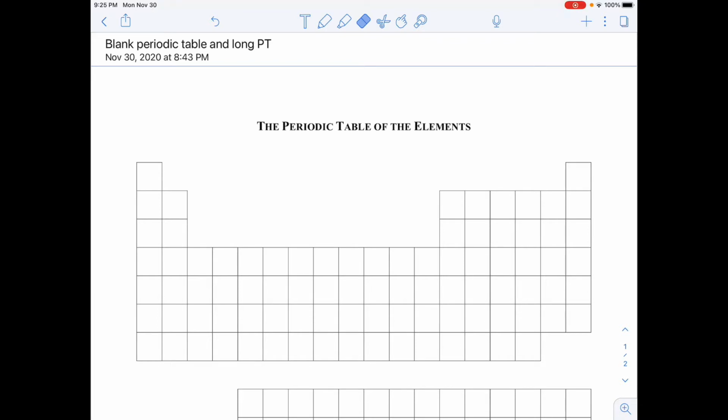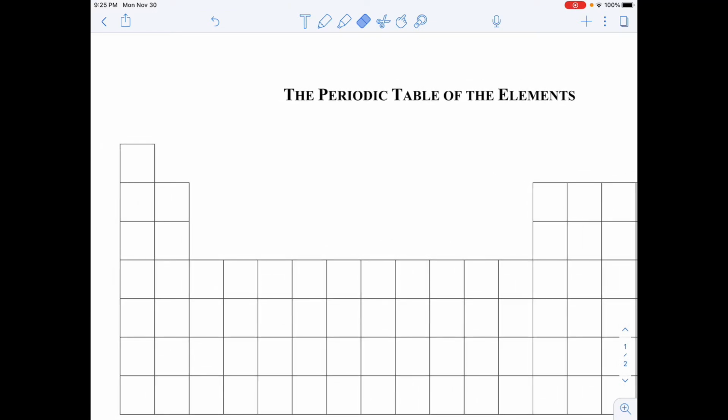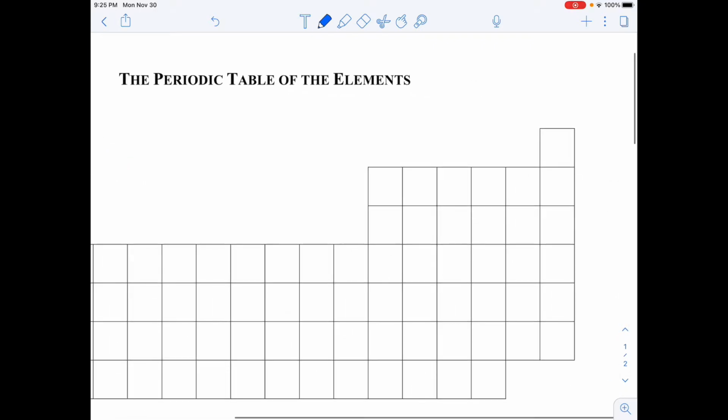So I'm going to draw in the electron configurations for each element in its respective box. I'm not going to do the whole electron configuration, just the last entry. Let me take you through it and show you what this looks like. This is hydrogen and it only has a 1s1. This is helium and it has a 1s2.